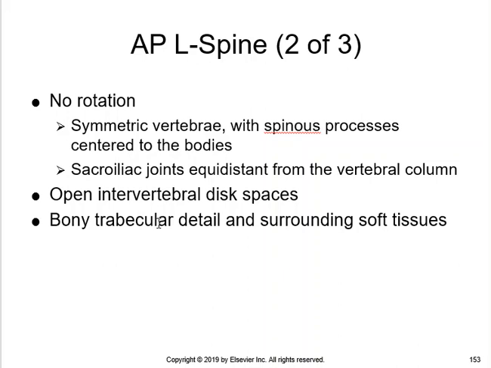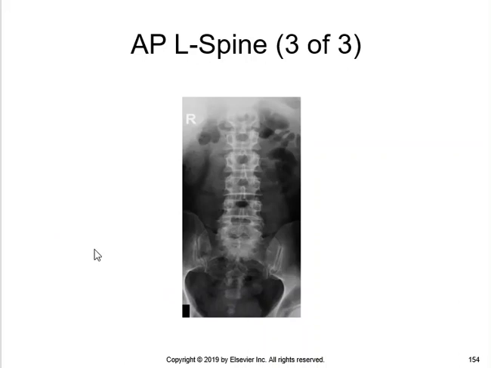And we can assess rotation in the lower portion of the L spine by looking at the position of the sacrum inside of the pelvic ring. And then we want to see the bony trabecular pattern in the soft tissue as well. So it should look like that.